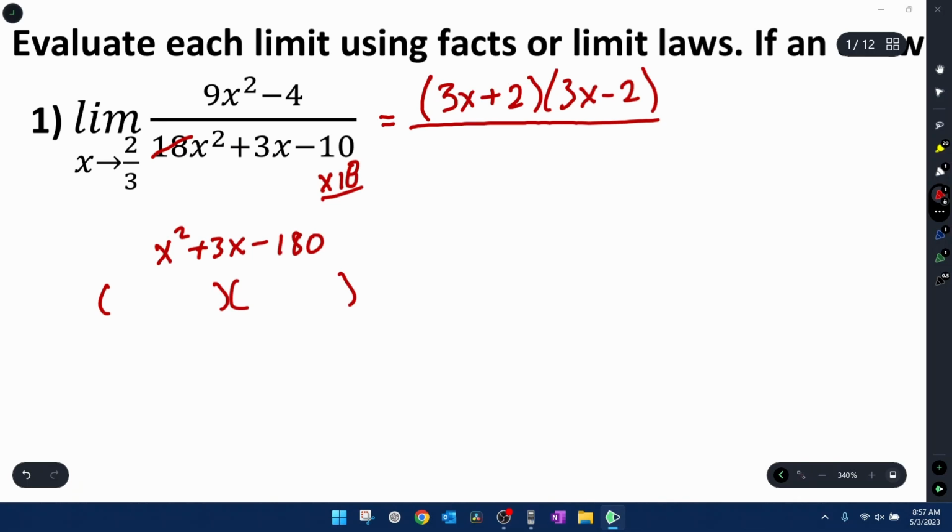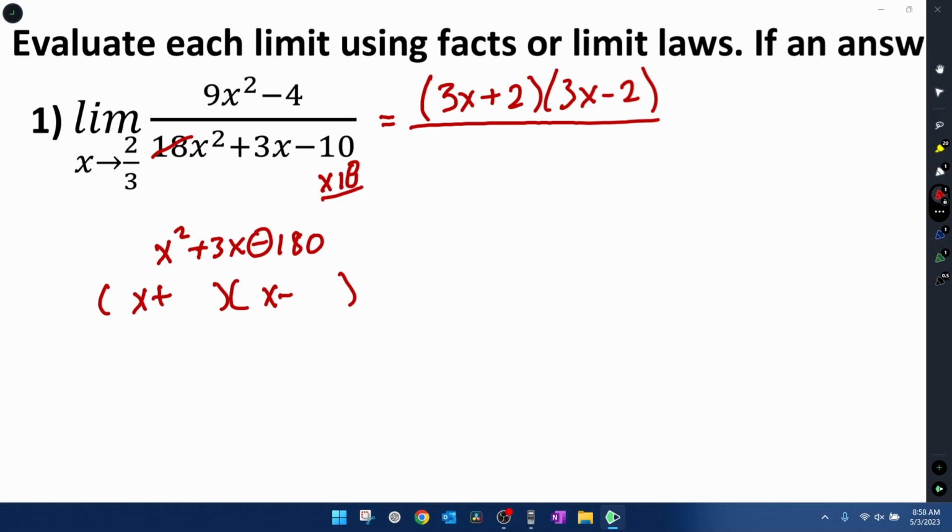and then we can try to factor this standard trinomial. We're going to have x and x. The signs are going to be different, and after a little bit of looking, we find that that is 15 and 12. 15 minus 12 is positive 3. 15 times negative 12 is negative 180.